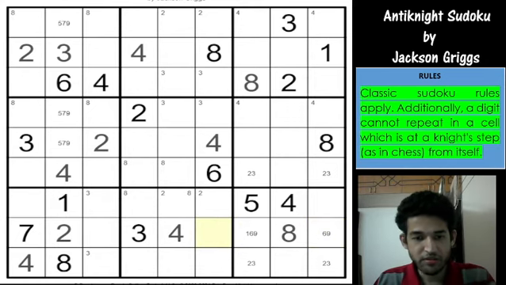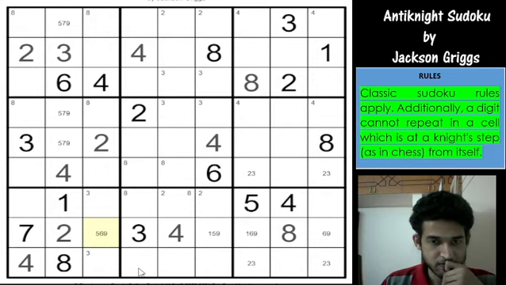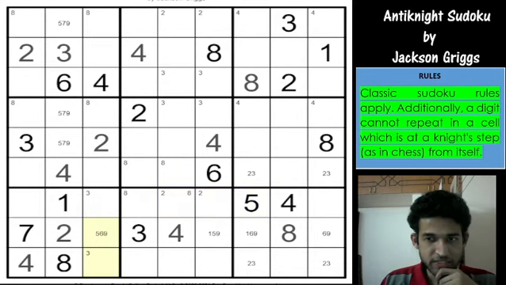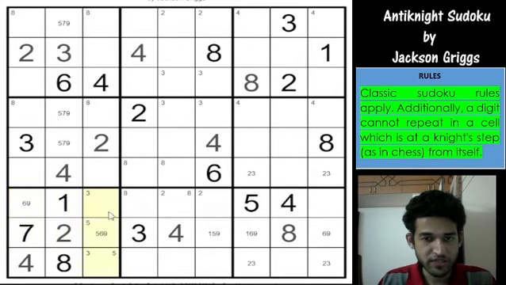So this cell must be 1, 5, 9, can't be a 6. And this cell can't be 1, so this must be a 5, 6 and 9. Okay, so 5 is in row 7, which means that 5 must be in one of these two cells. And this cell can't be 1, 2, 7, 4 and 8, so this has to be a 6 and 9, right? Because you have 3, 5 here, so this cell can only be 6 or a 9.